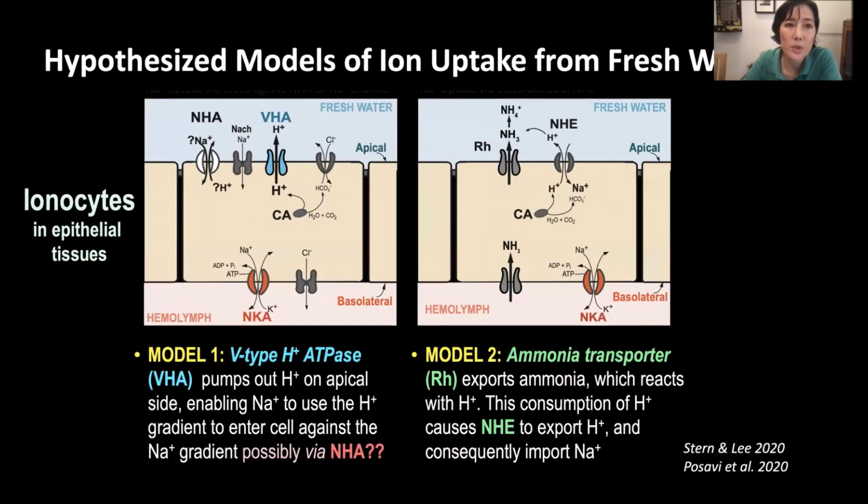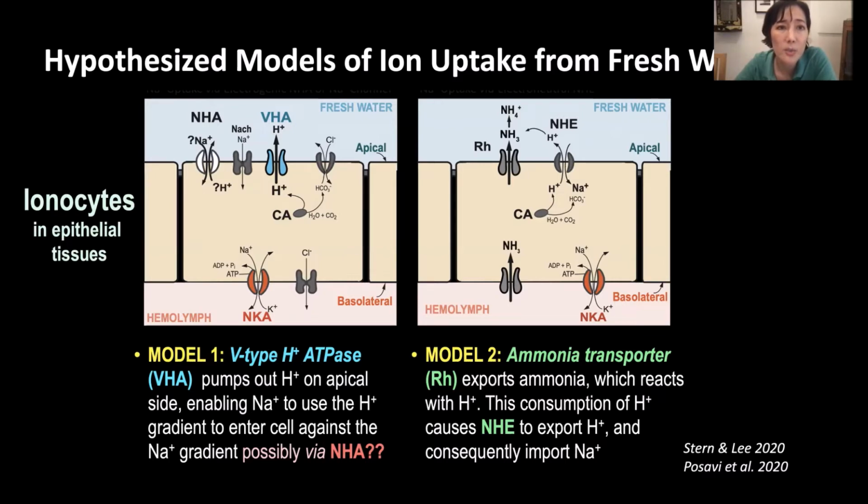So in freshwater conditions, there are several different hypothesized models for ion uptake in freshwater environments. I want to emphasize that taking ions up from an ion poor environment is incredibly difficult and costly. The big challenge here is to take up ions against a very, very steep concentration gradient from an ion poor environment. So in this model, V-type ATPase, the proton pump, would pump out protons against the concentration gradient.